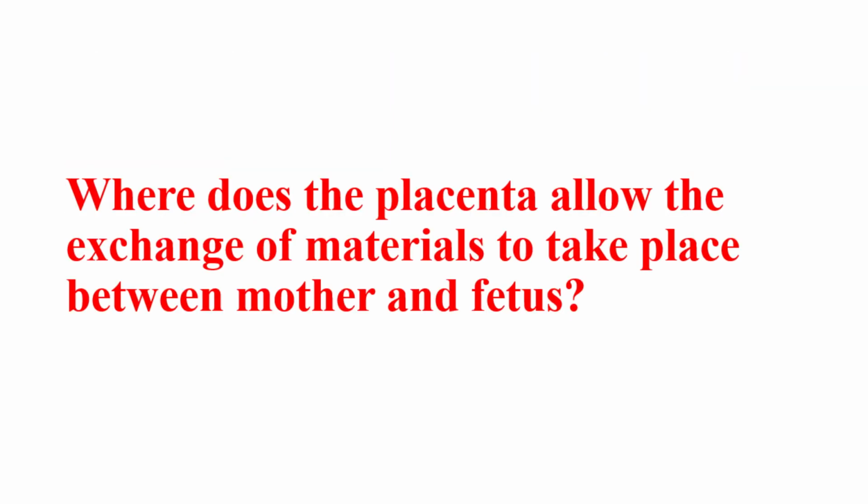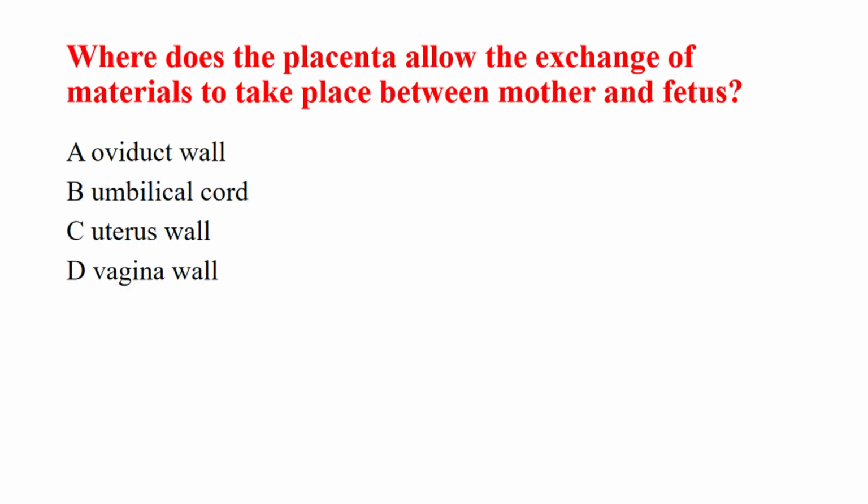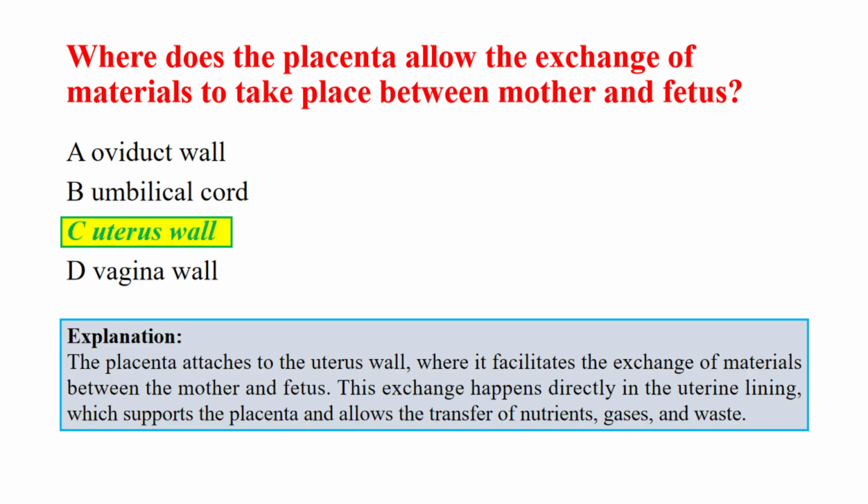The next question is about human biology and it states where does the placenta allow the exchange of materials between the mother and fetus? Here are your options. A. Oviduct wall. B. Umbilical cord. C. Uterus wall. D. Vagina wall. The answer is C, uterus wall.